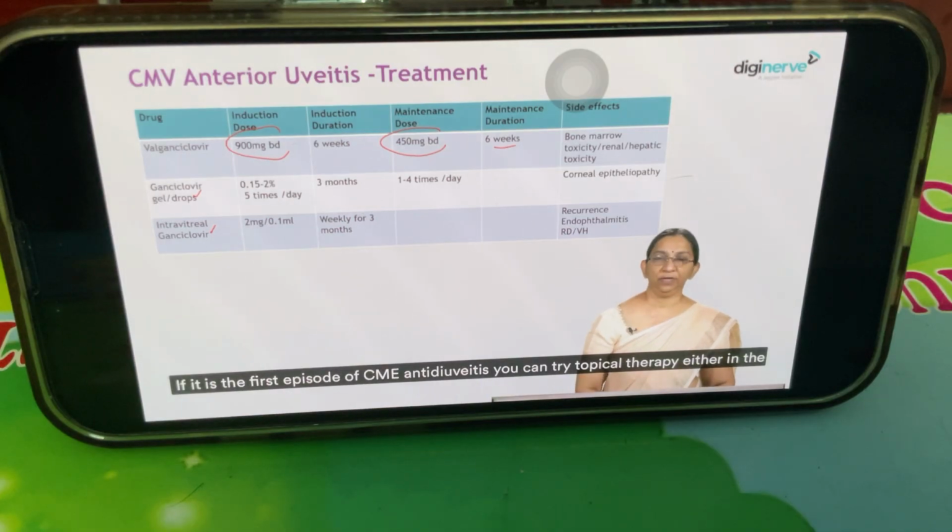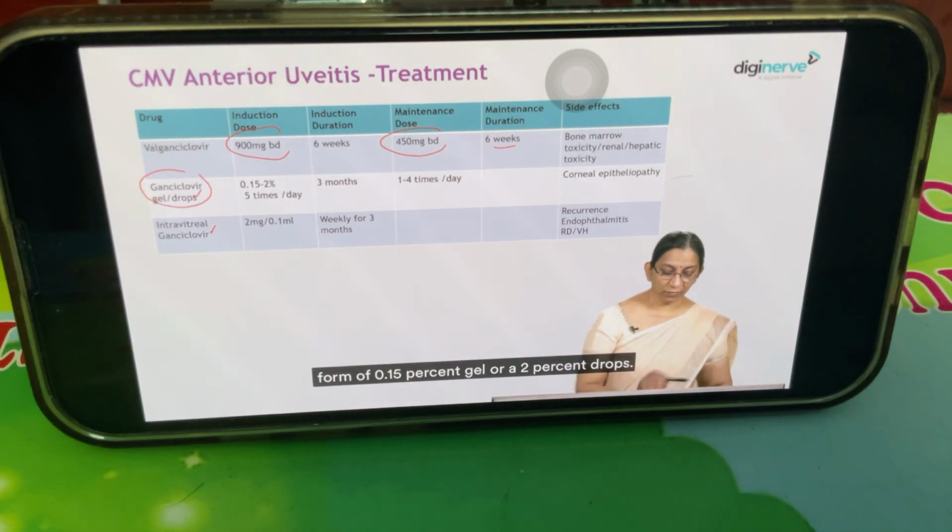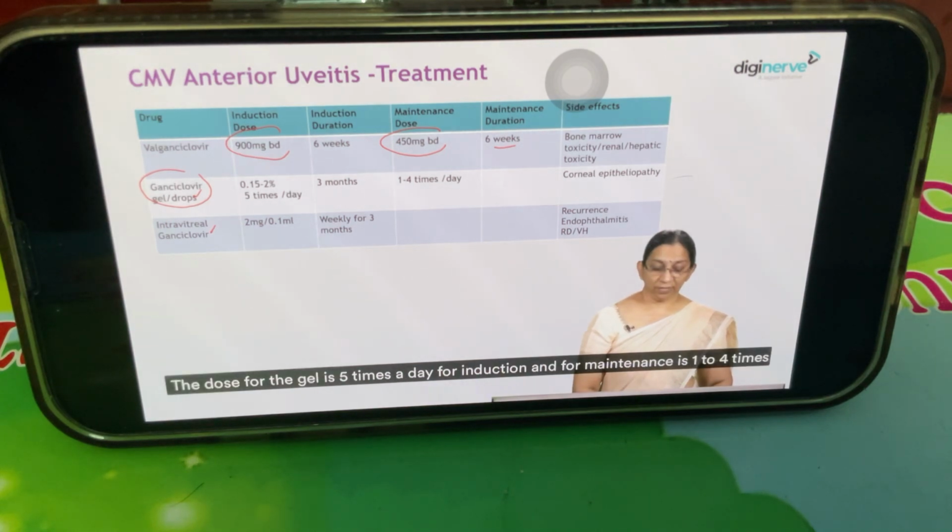In the first episode of CMV anterior uveitis, you can try topical therapy either in the form of 0.15% gel or 2% drops. The dose for the gel is 5 times a day for induction, and for maintenance is 1 to 4 times a day. For the drops, it is 2 hourly for 1 month, and then 3 hourly for maintenance. The intravitreal ganciclovir is given as 2 milligrams per 0.1 ml. It has to be given weekly for 3 months.